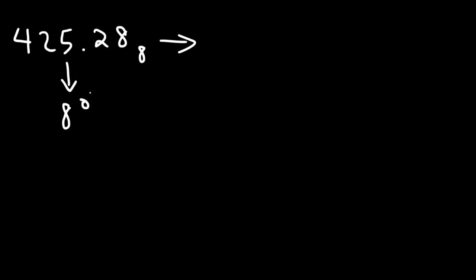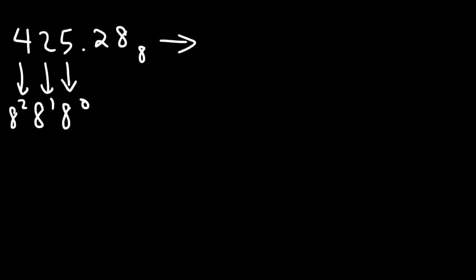Now, what if we have a fractional number? Let's say 425.28 in the octal system. How can we convert that to a base 10 number in the decimal system? So we know that the 5 we need to multiply by 8 to the 0, and the 2 by 8 to the 1, and 4 by 8 squared.